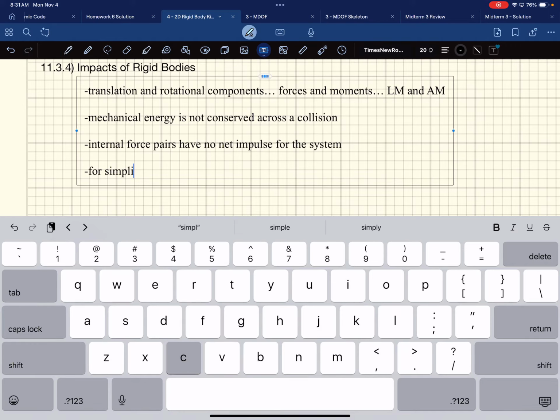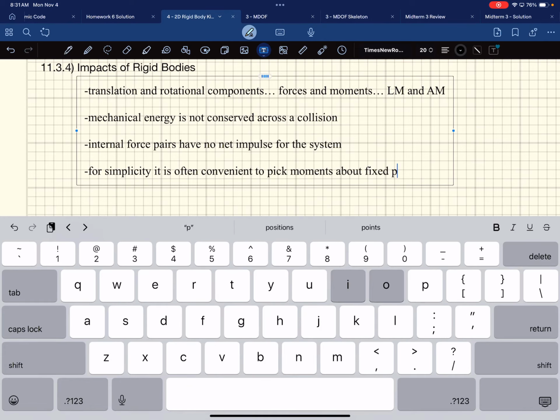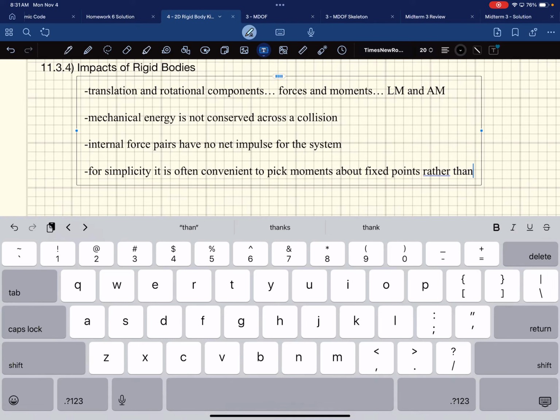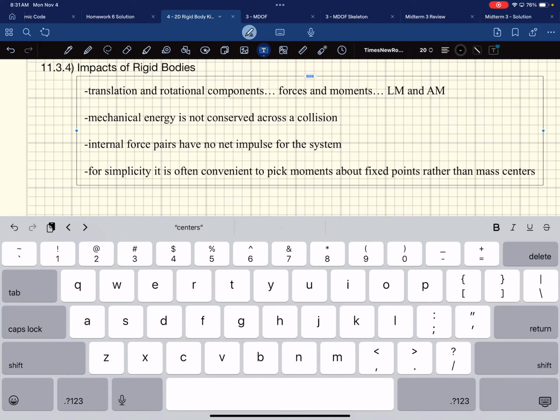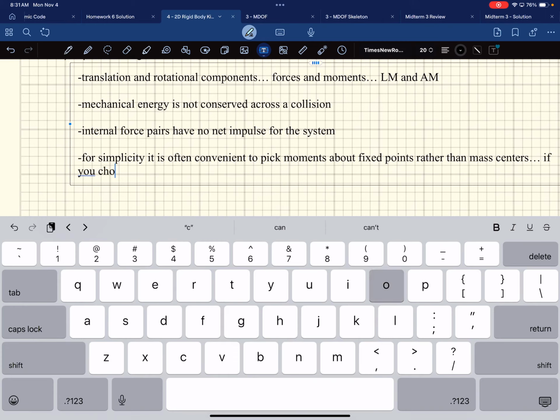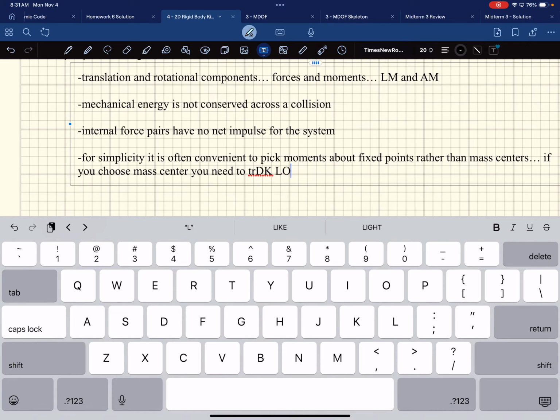For simplicity, it is often convenient to pick moments about fixed points rather than mass centers, if you have the option. If you choose mass center, you need to track movement of the mass center.